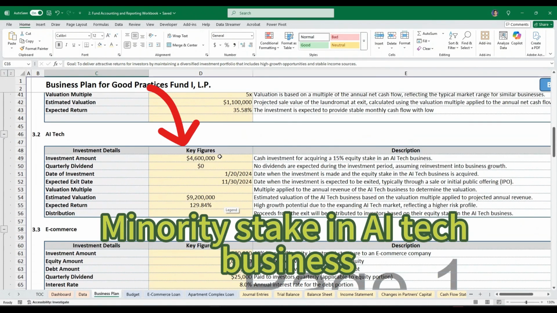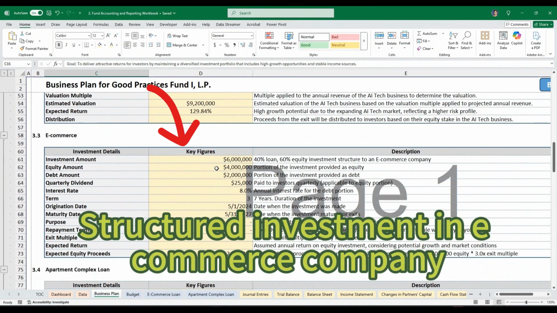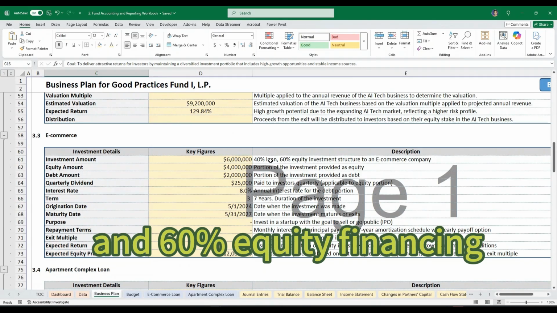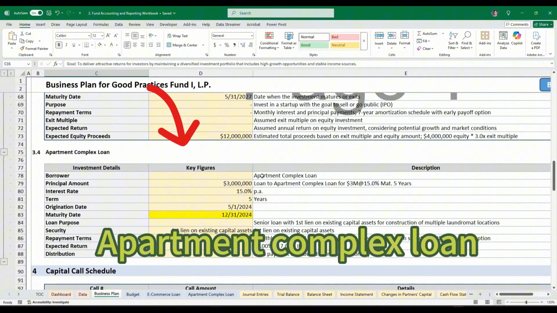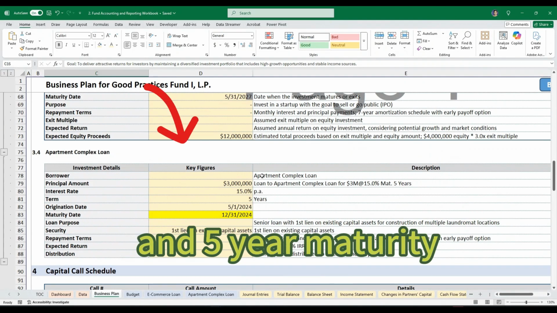Minority stake in AI tech business, 15% equity investment via cash. Structured investment in e-commerce company, 40% loan and 60% equity financing. Apartment complex loan, $3 million loan at 15% interest and 5-year maturity.